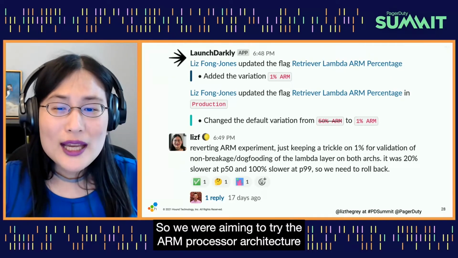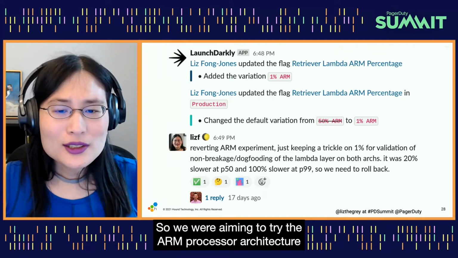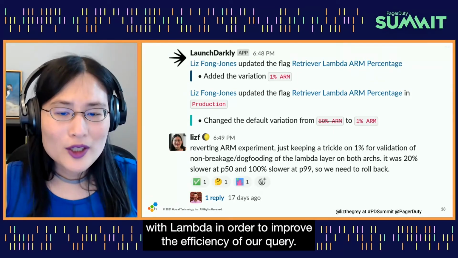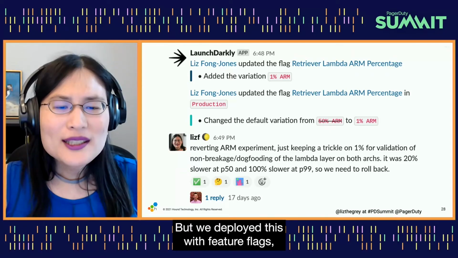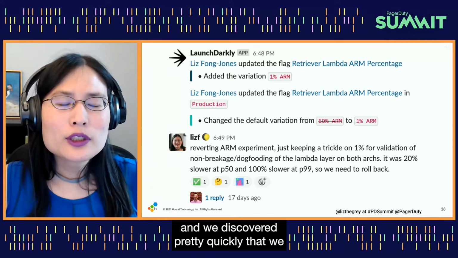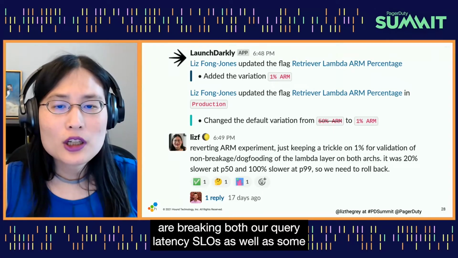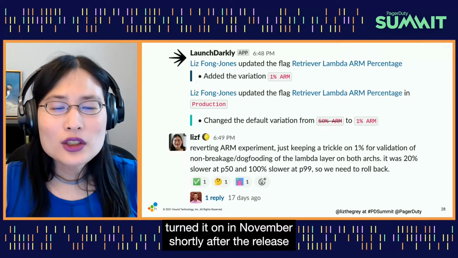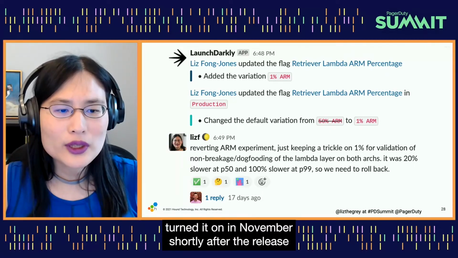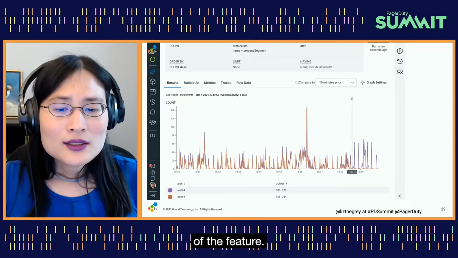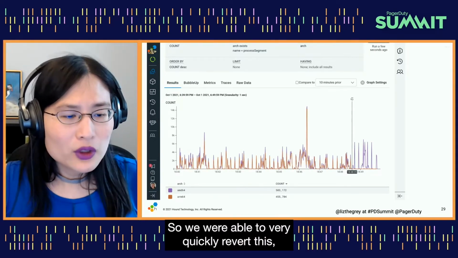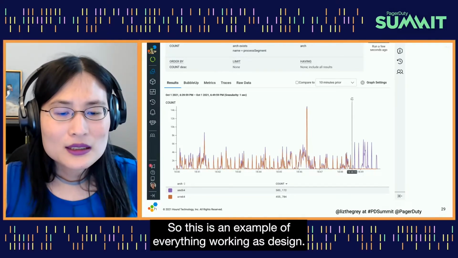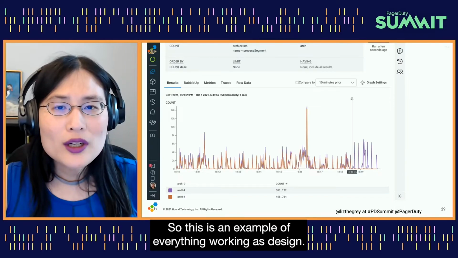So we were aiming to try the ARM processor architecture with Lambda in order to improve the efficiency of our querying. But we deployed this with feature flags, and we discovered pretty quickly that we were breaking both our query latency SLOs, as well as some of our cost metrics when we initially turned it on in November, shortly after the release of the feature. So we were able to very quickly revert this within a matter of seconds in order to preserve the stability of our system.